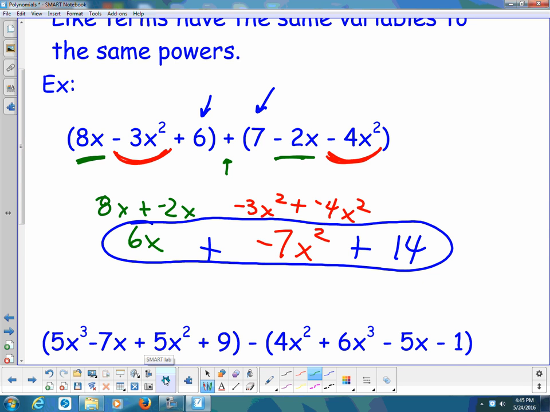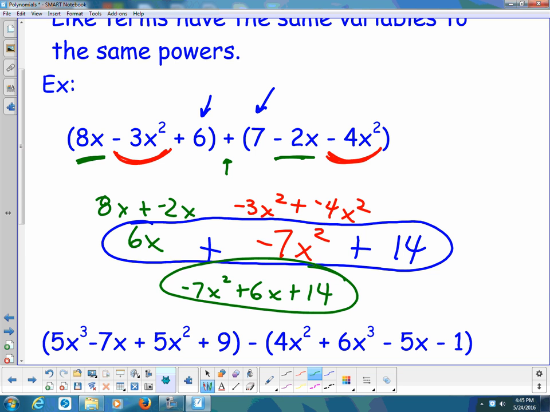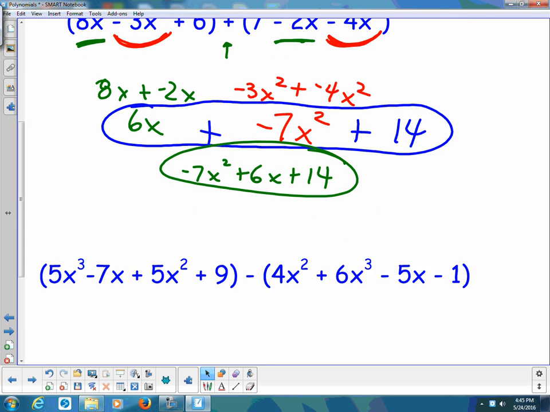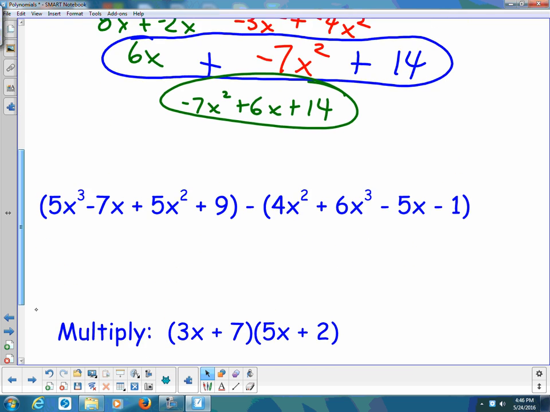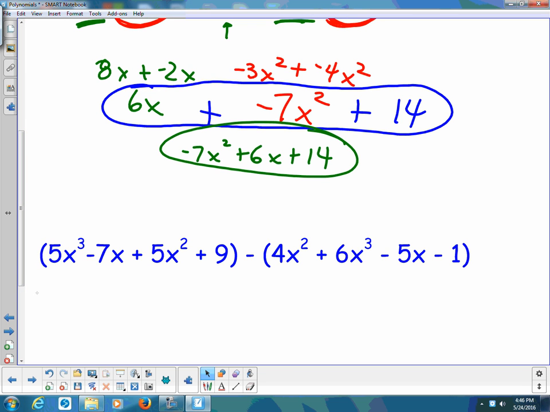And so we get negative 7x squared plus 6x plus 14 as our answer, written in standard form. All right, let's take a look at this example.